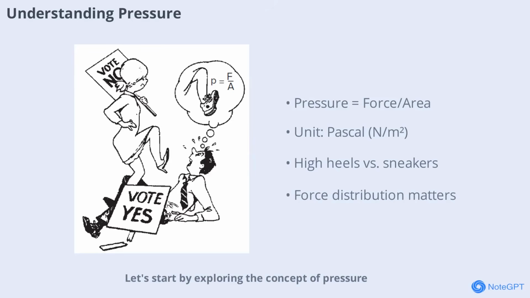Start by exploring the concept of pressure, a fundamental idea in biomechanics and physics. Pressure is defined as the force applied per unit area over which the force acts. To calculate pressure, you simply divide the force by the area. This measurement is crucial because it helps us understand how force is distributed across surfaces, which is especially important in analyzing human motion and safety.